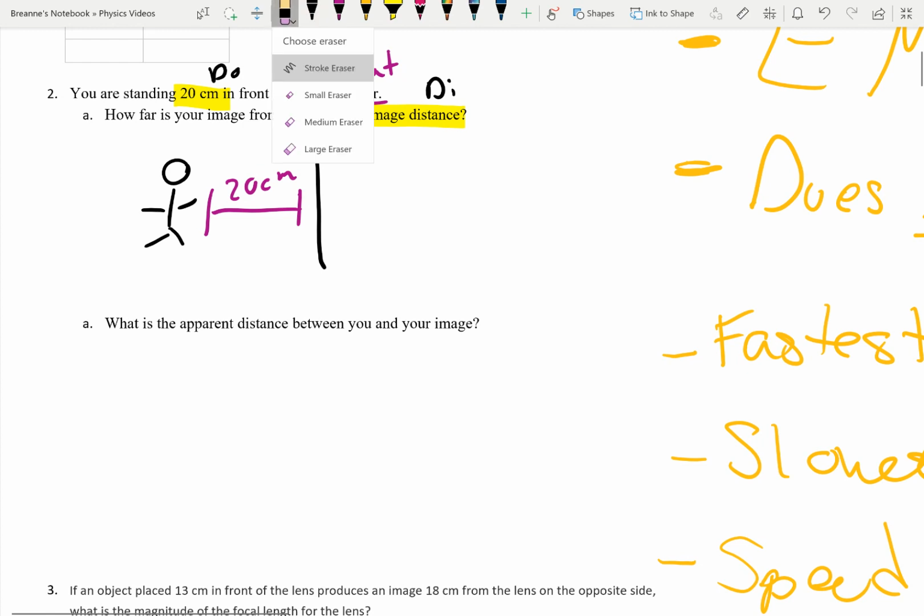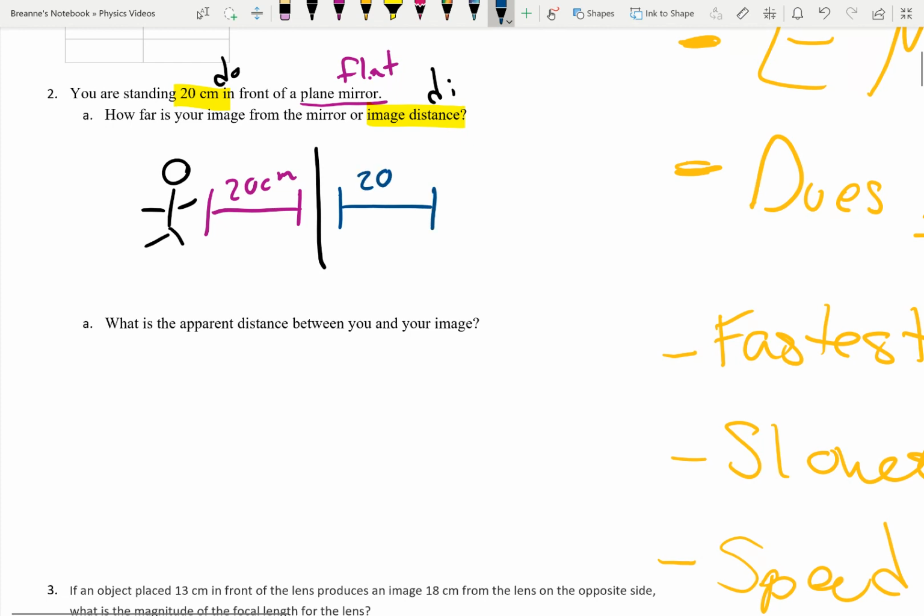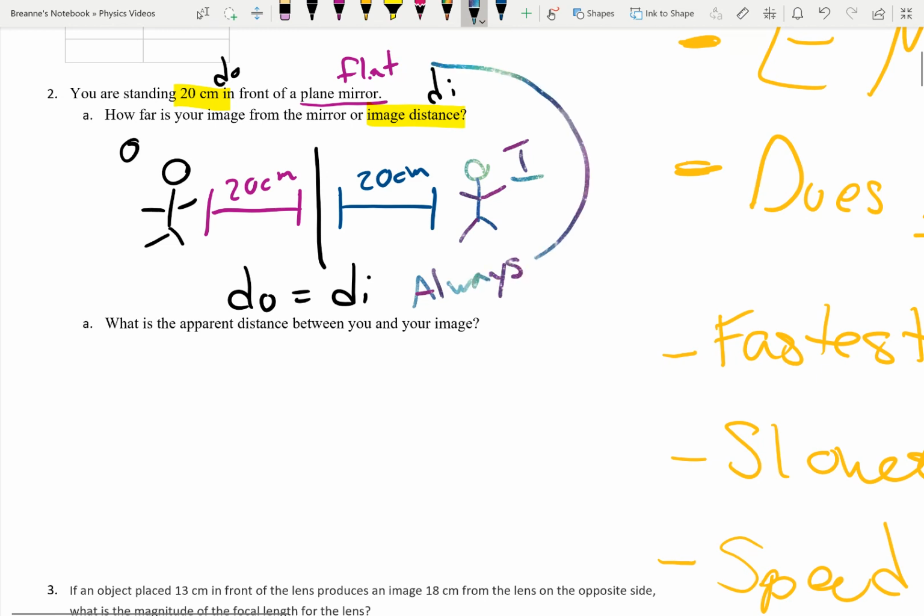DI and DO. If you want to get technical, it is lowercase. If you remember, for a plane mirror, everything is equal. So your DI would be 20 centimeters. This would be your image, and this would be the object. So your DO equals your DI, always, for a plane mirror. And your HI equals your HO, your theta I equals your theta O. Everything is the same for a plane flat mirror.